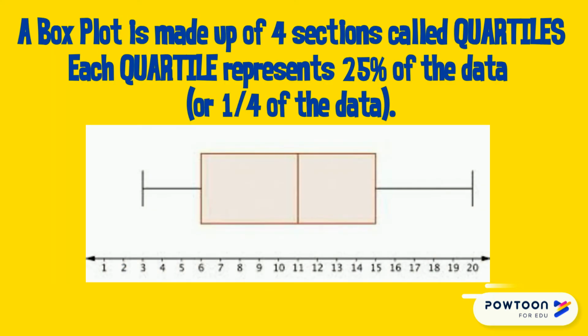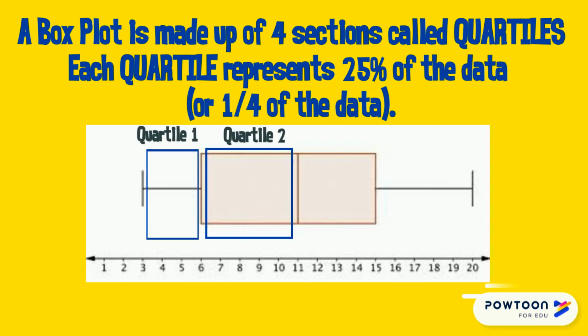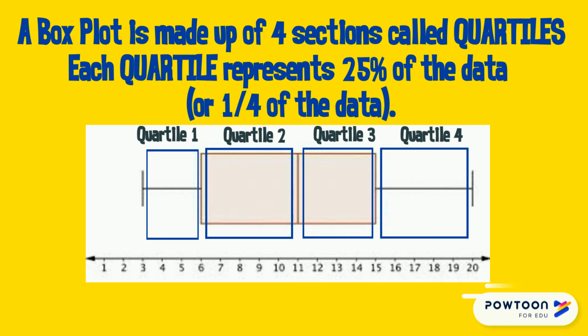A box plot is made up of 4 sections called quartiles. Each quartile represents 25% of the data, or a quarter, 1/4 of the data. Here you see quartile 1, quartile 2, quartile 3, and quartile 4, and there you have your box plot.